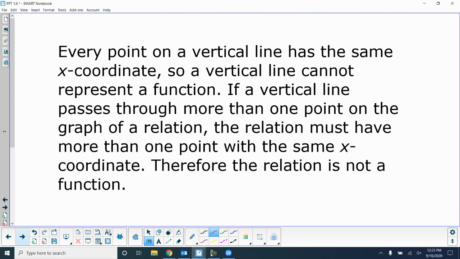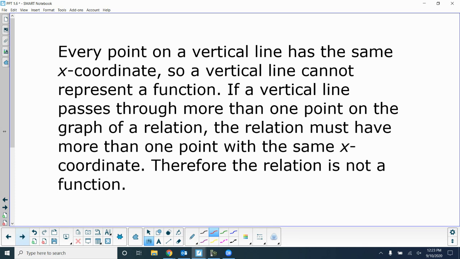All right, every point on a vertical line, which way is that? Is that this way or this way, right? Verticals are up and down. Okay, so every point on the vertical line has the same x coordinate. Right? If I look at the y-axis, what's the x value on the y-axis? Zero. Every point on the y-axis, the x value is 0, right? So a vertical line cannot represent a function because the x has different y's, right?